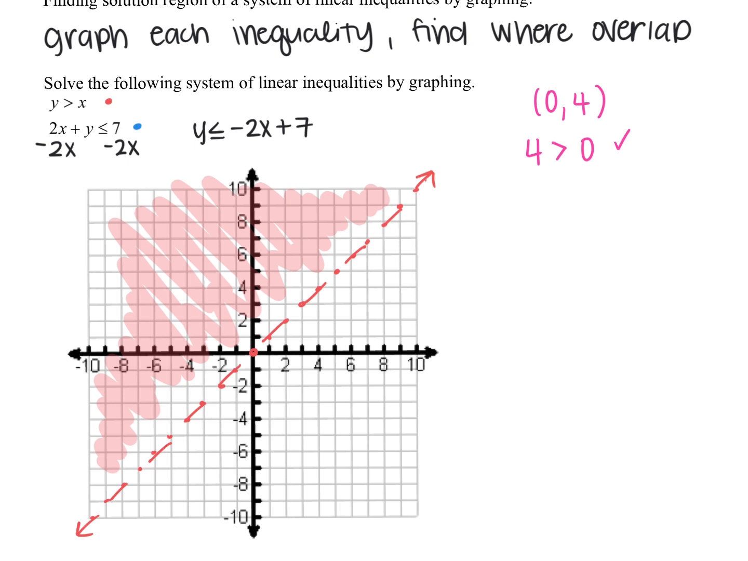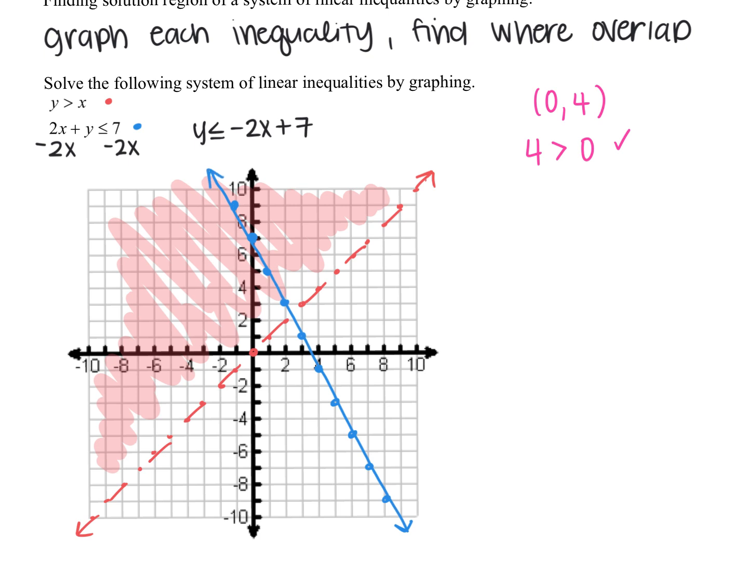So my y-intercept is a positive 7. My slope is negative 2, so I go down 2, right 1. I can go up 2, left 1. I have an equal to here, which means I'm going to have a solid line.